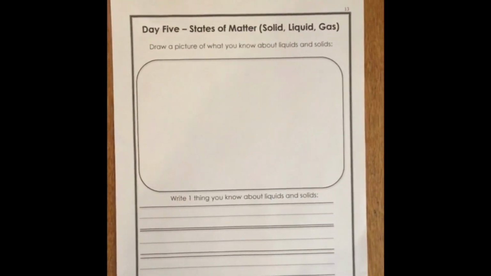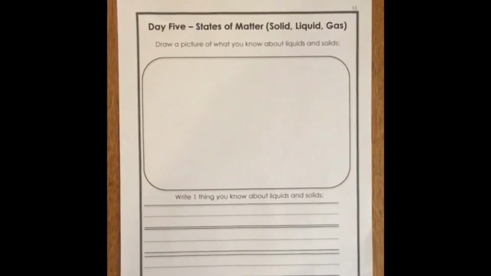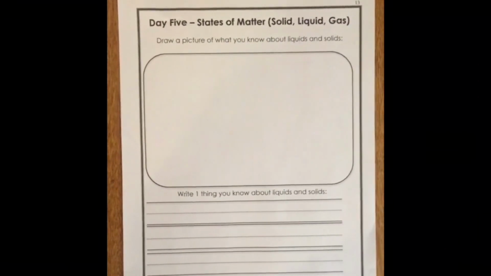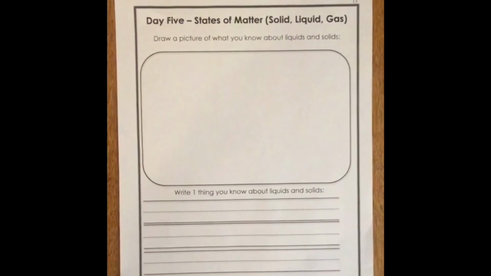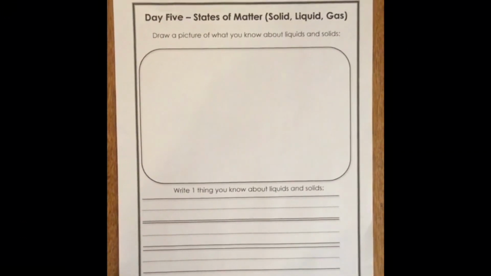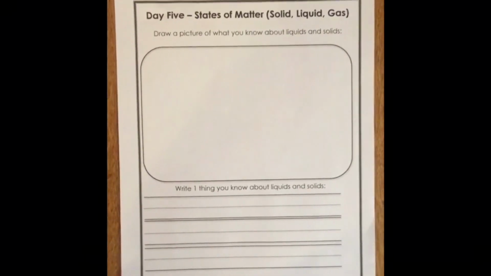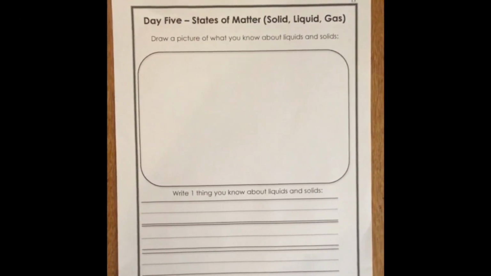Okay, the next page in our packet, we're going to go to page 13, which is day 5, states of matter, solid, liquid, and gas. Draw a picture of what you know about liquids and solids. It could be something you already knew or something we talked about during the vocabulary words. And then write one thing you know about liquids and solids, and then I'll show you what I came up with in a second.